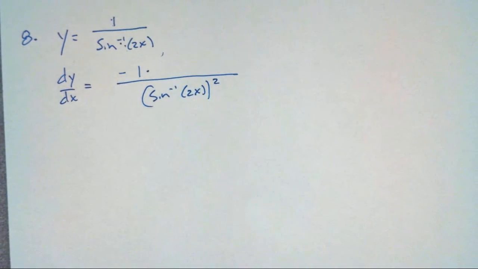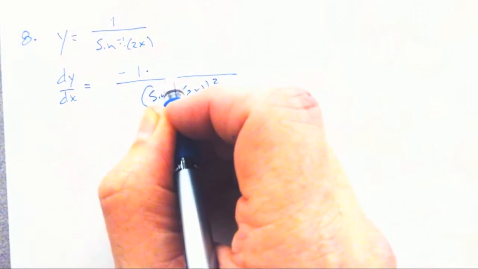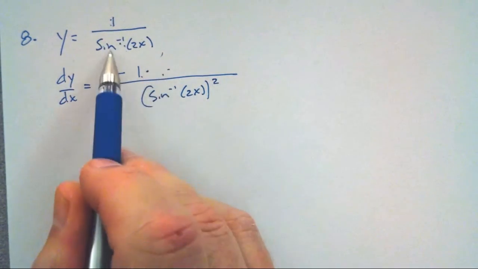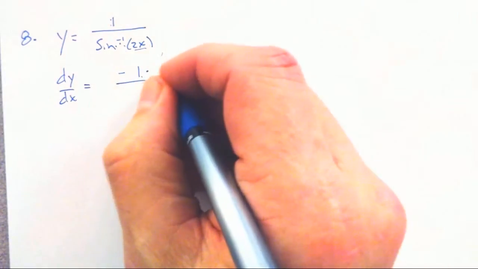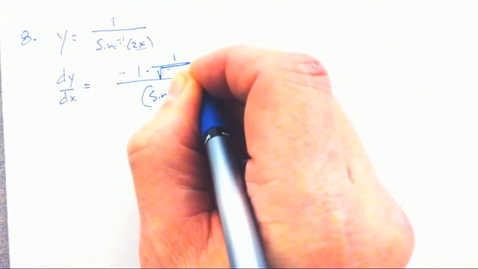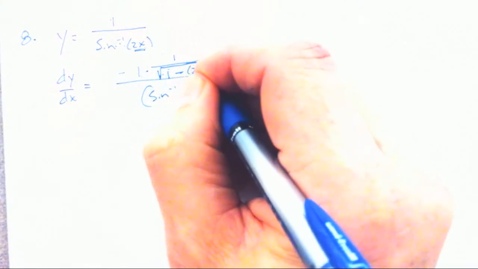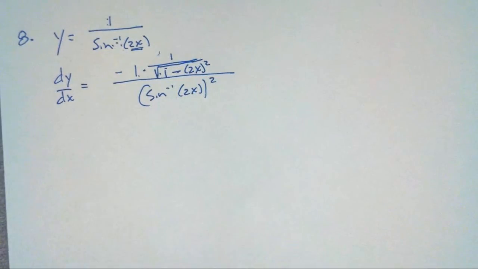I get this for my denominator, and now I need d low. Low d high was 0, minus high d low. So I want the derivative of sine inverse of 2x. Well, the derivative of sine inverse is 1 on square root of 1 minus the argument 2x all of it squared. All right, let's go through some simplifying here.